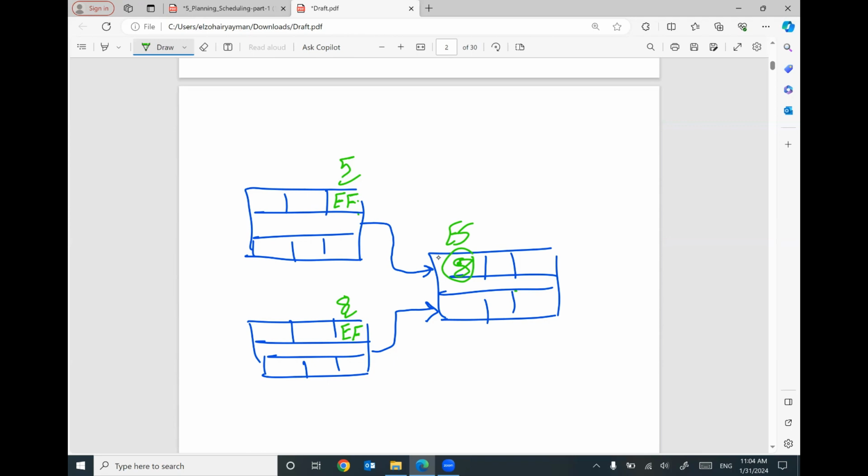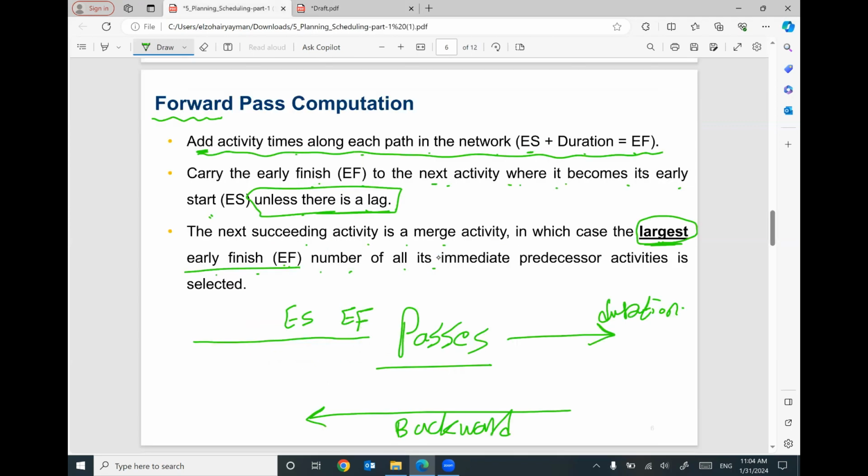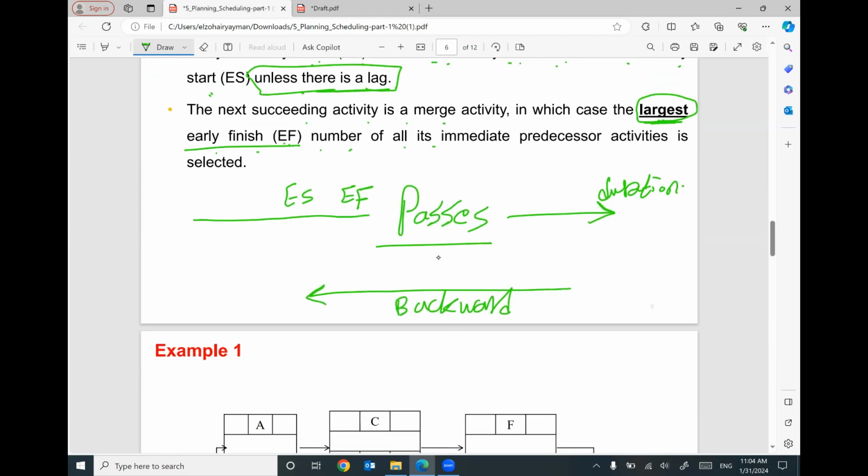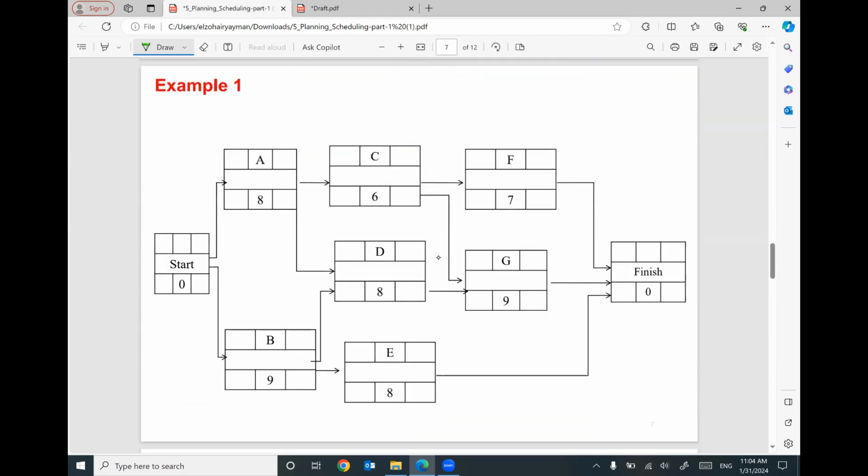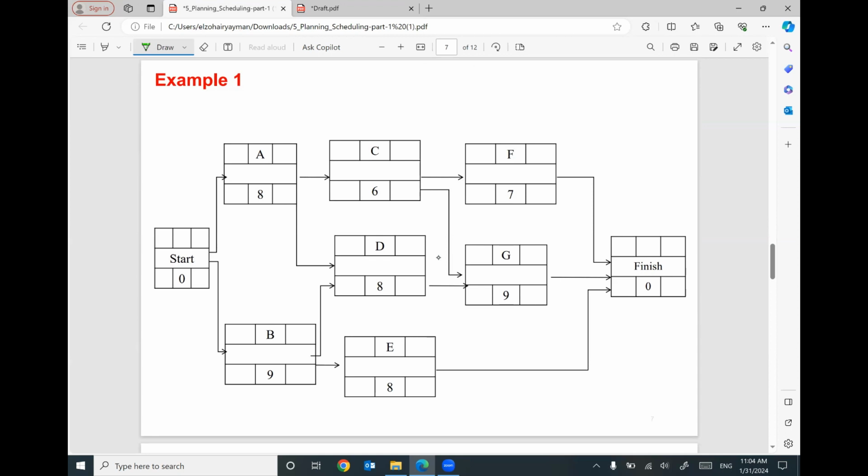The biggest number, if we are moving forward. Let's do an example and see how we can figure out the early start, the early finish, and the total duration of the project in the forward pass.